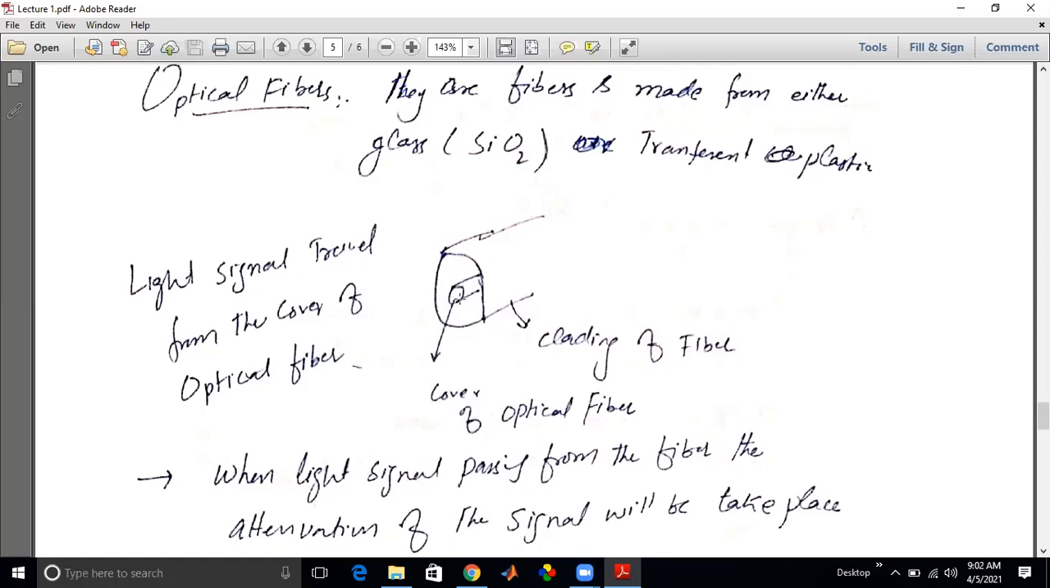We have shown only one fiber, but there are many fibers here. And this is the cladding. Cladding is used for support so that they can't be damaged. And they are either glass or plastic, but it can be easily bent.